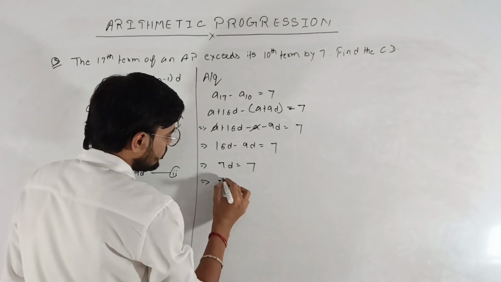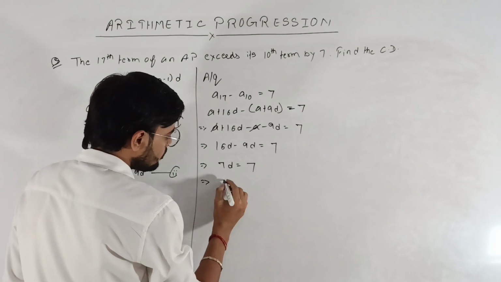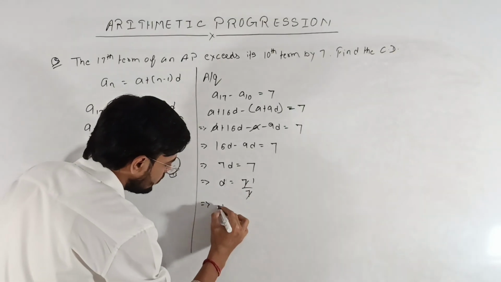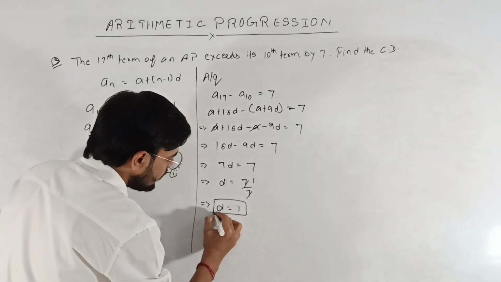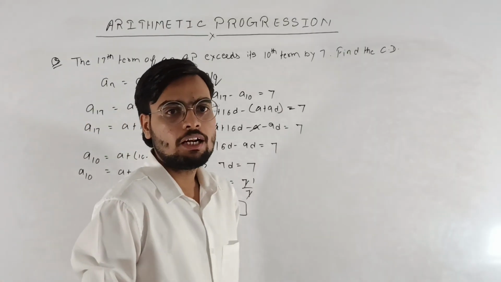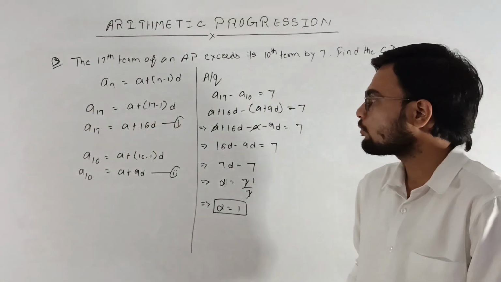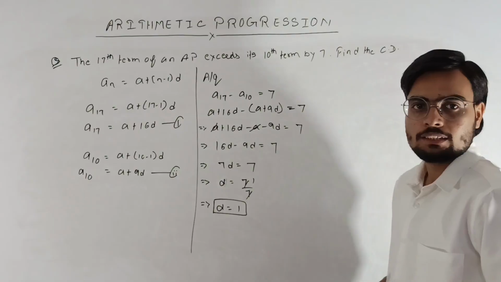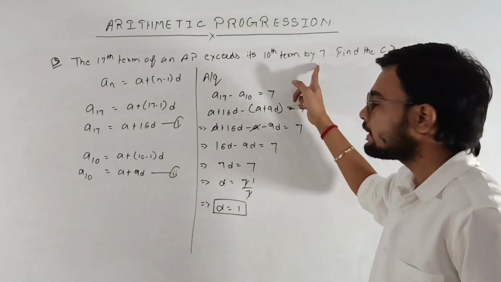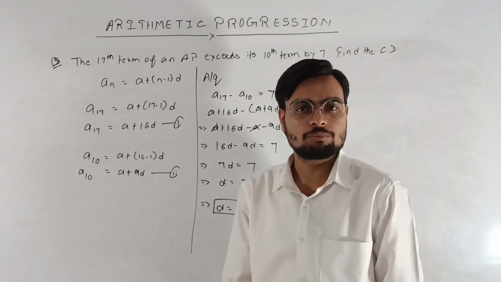Now from here D is 7 upon 7, which is equal to 1. So D is 1. We have to find only the common difference, so D is 1. Understood? Let's see one more time. The question is: we have an AP, and its 17th term is greater than its 10th term by 7. Then we have to find the common difference of this AP.